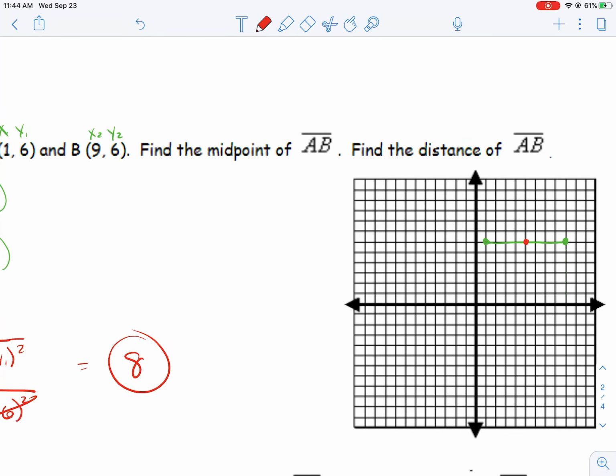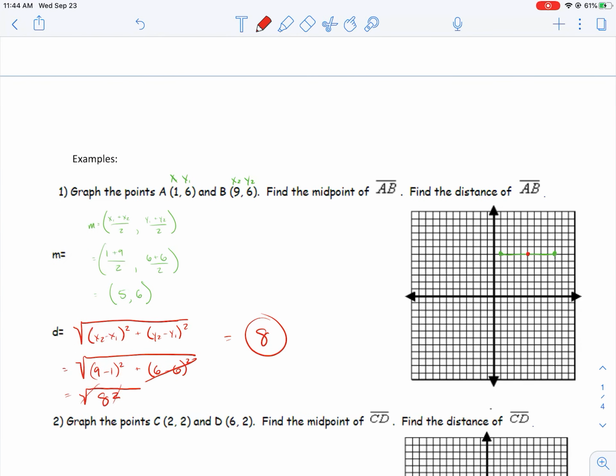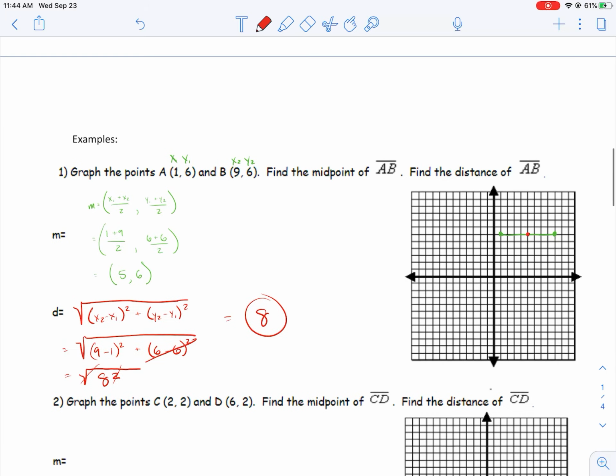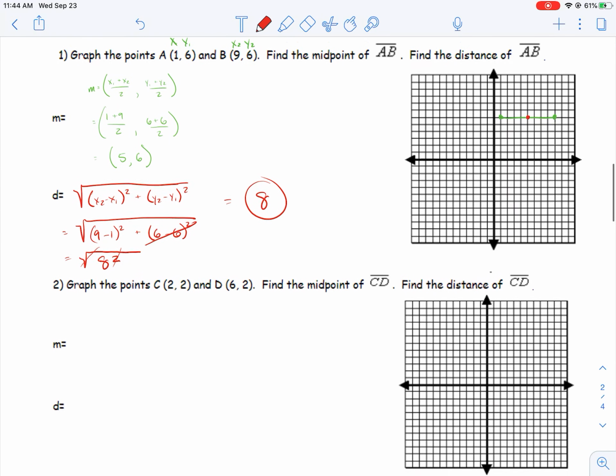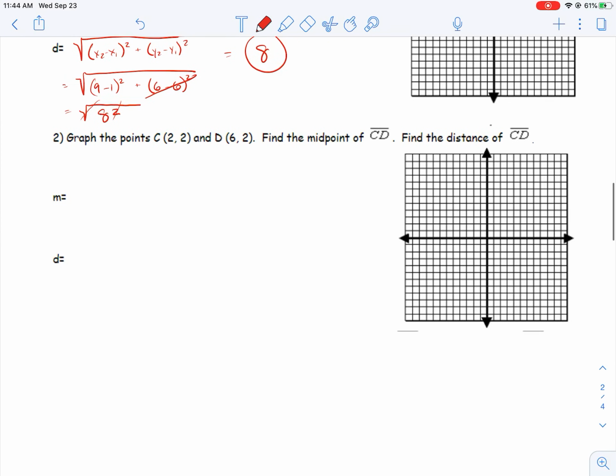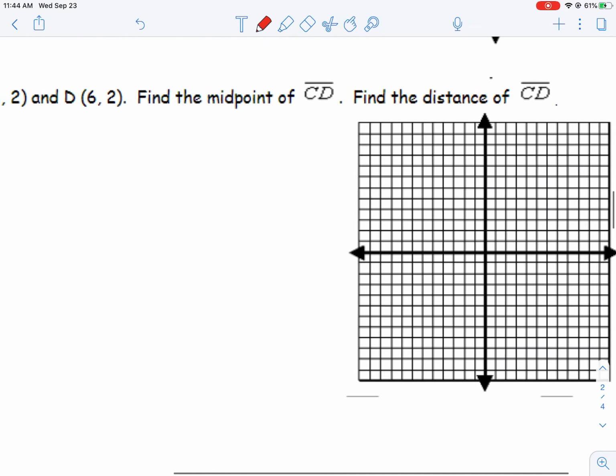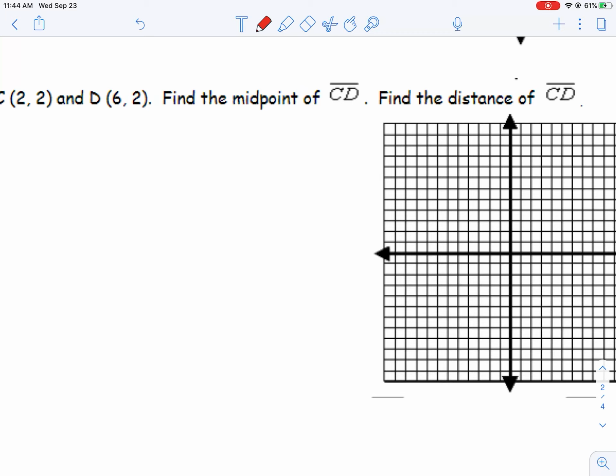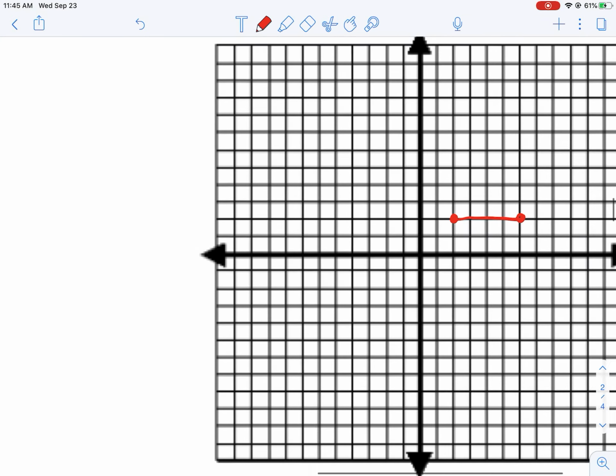But you can count 1, 2, 3, 4, 5, 6, 7, 8. So I'm happy with that. All right, let's go down to number 2 and graph these guys again. So we're going to go 2, 2, and 6, 2. So find the midpoint of that.